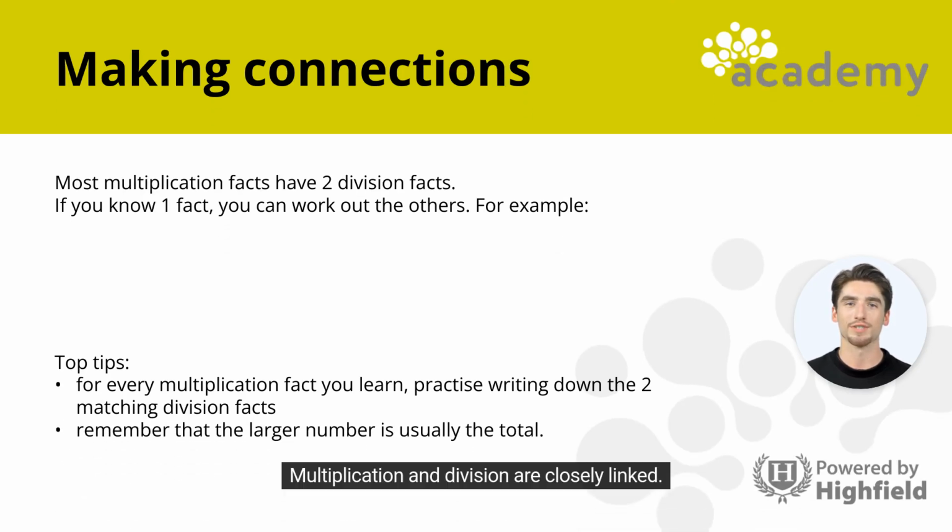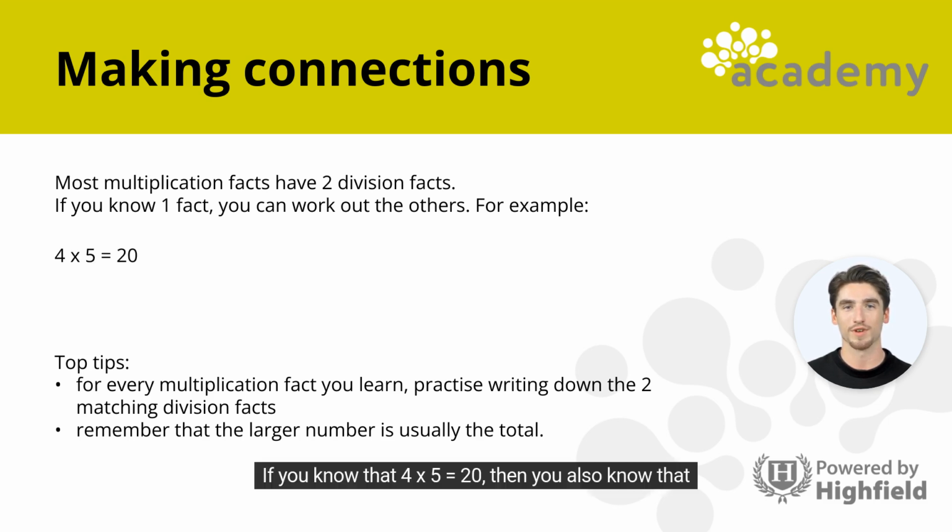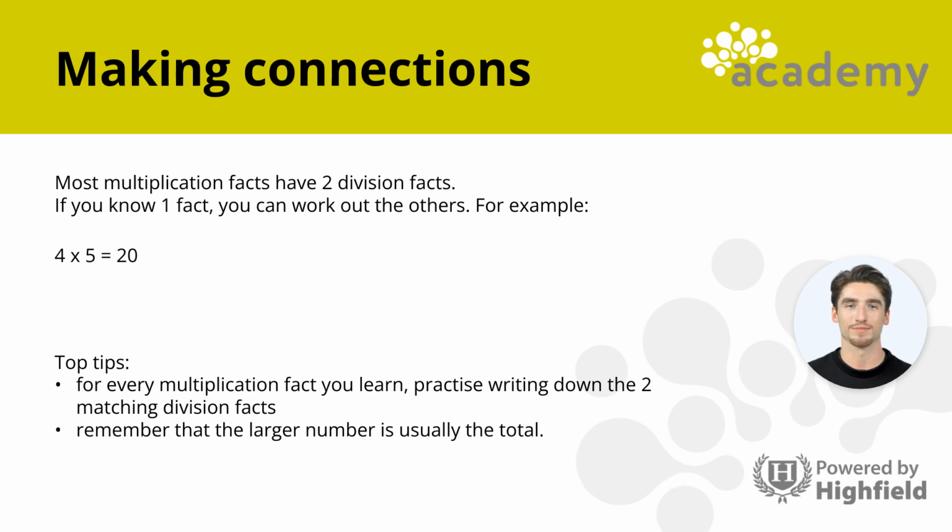Multiplication and division are closely linked. Most multiplication facts have 2 division facts. If you know one fact, you can work out the others. For example, if you know that 4 multiplied by 5 equals 20, then you also know that 5 multiplied by 4 equals 20. 20 divided by 5 equals 4. And 20 divided by 4 equals 5.